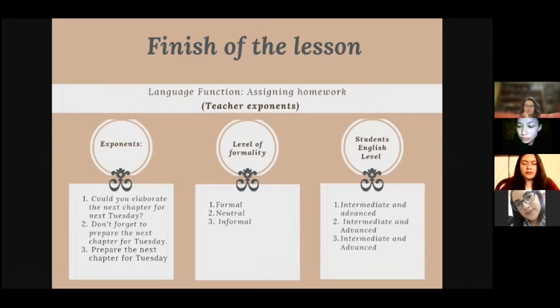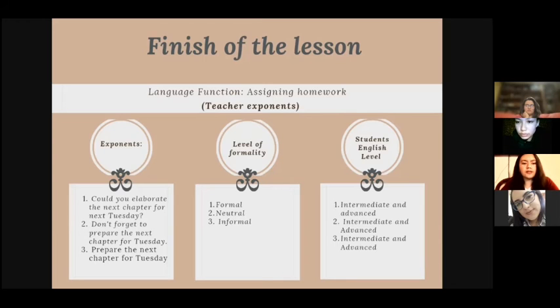Okay, my name is Ramos Jocelyn and continue with finish of the lesson. Here we have another language function, which is assigning homework. This is used by the teacher. The first says, could you elaborate the next chapter for next Tuesday? The level of formality is formal and the student's English level is intermediate and advanced.